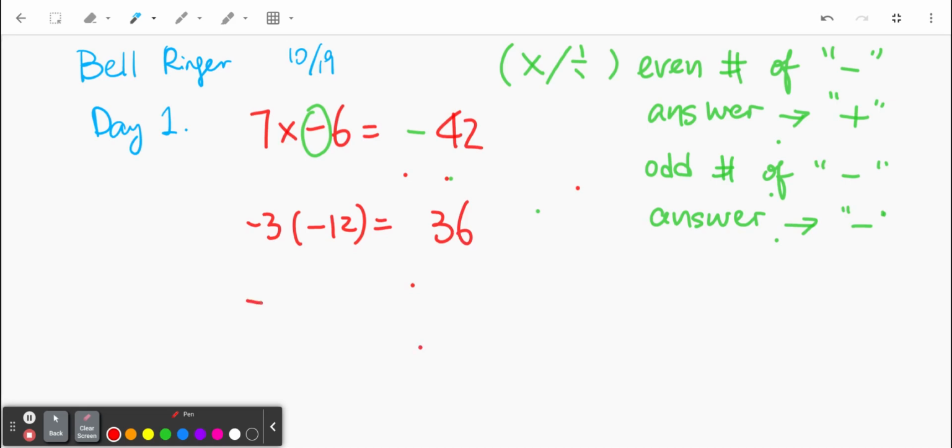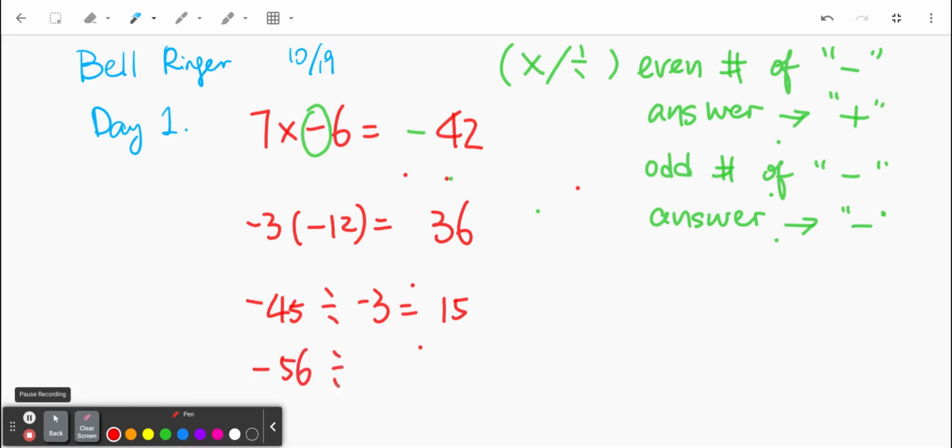Number 7, -45, divide -3. That's on the bell ringer. So, Isaiah, -45 divided by -3. The answer should be a positive or negative? Positive. Very good, because we have 2 negative signs, right? So 45 divided by 3 is 15. Very good.